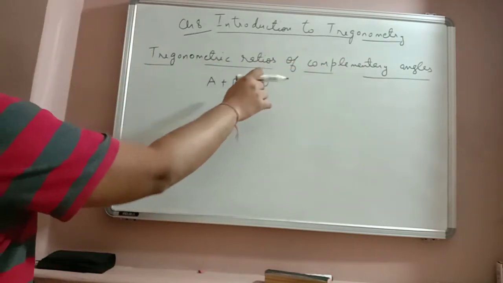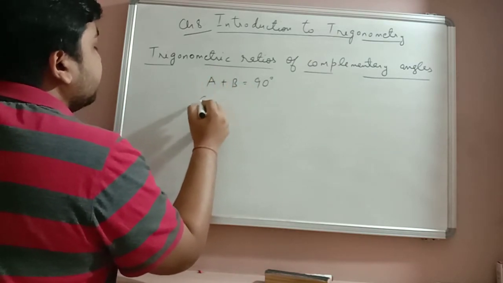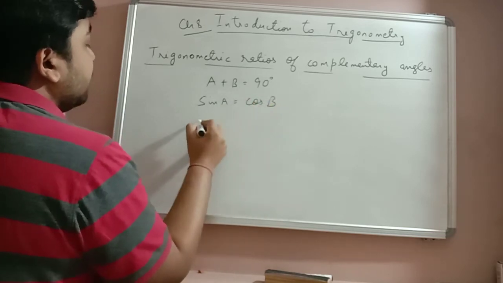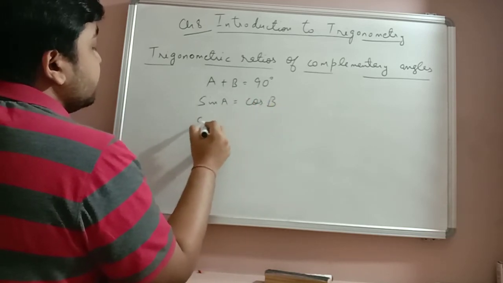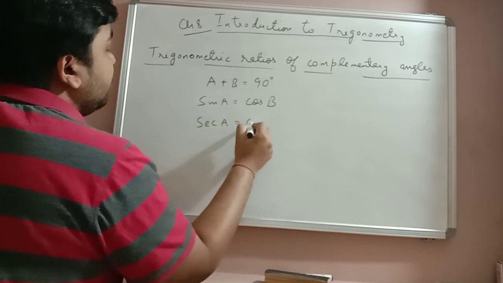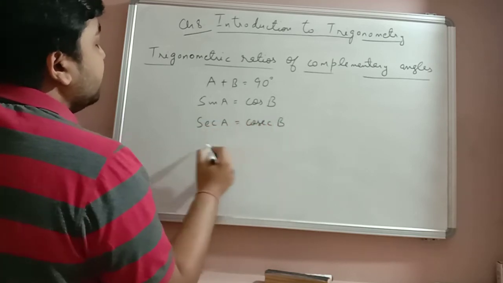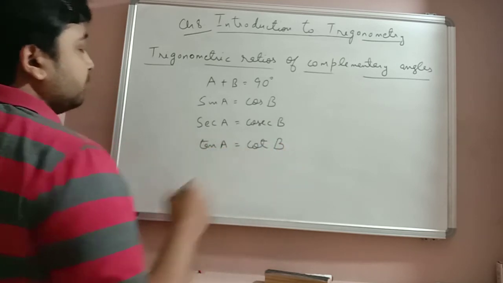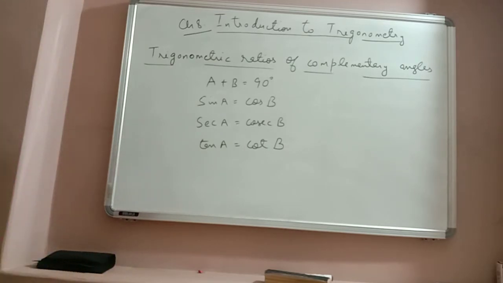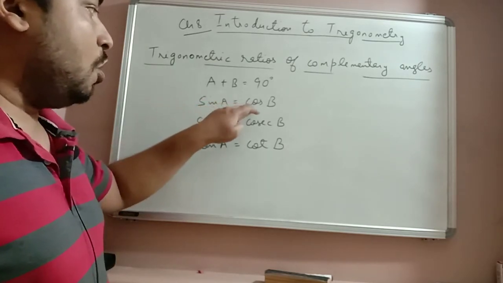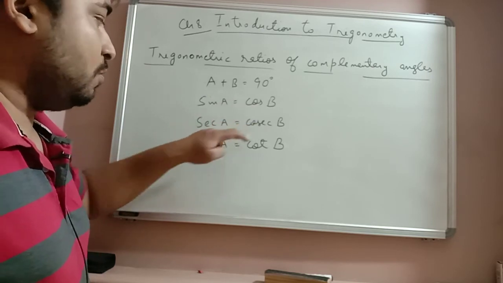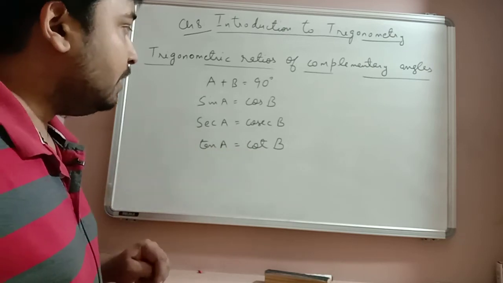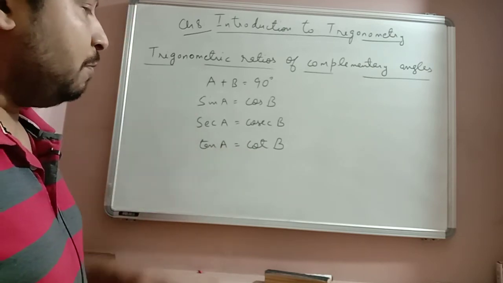So if I have A plus B equal to 90 degree, then we have sine A equals to cos B, sec A equal to cosec B, and tan A equal to cot B. Now we have to remember this: sine changes to cos, sec changes to cosec, and tan changes to cot, and vice versa. Now we can simply write down these formulas in another form.